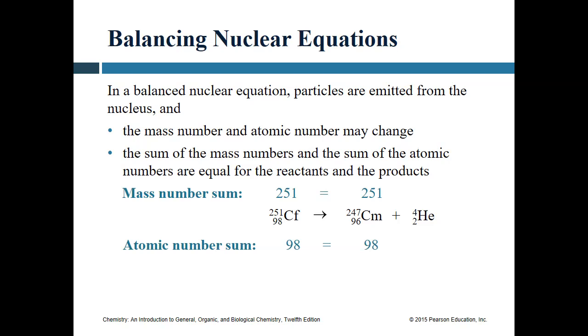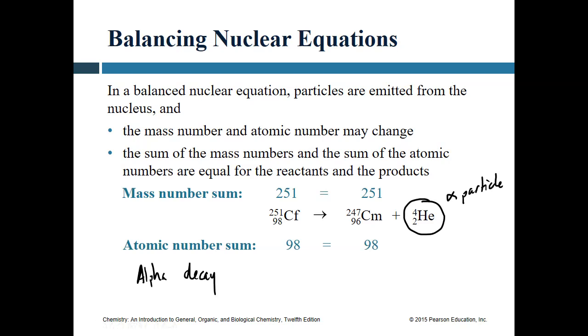But what else? If I look at this particular reaction they are giving us, we have californium-251. Californium's atomic number is 98, and its mass number is 251. It's going to undergo a decay. Now we should be able to recognize this particle as an alpha particle, and so we would call this reaction alpha decay.